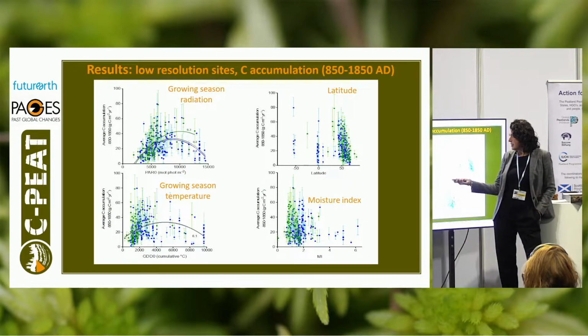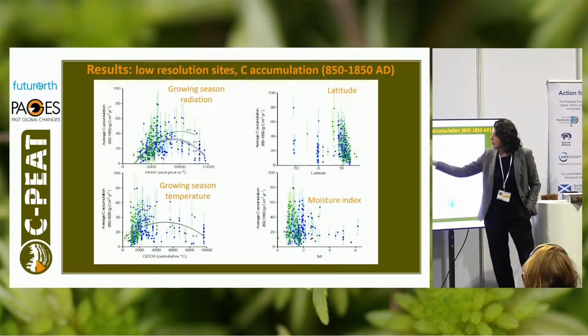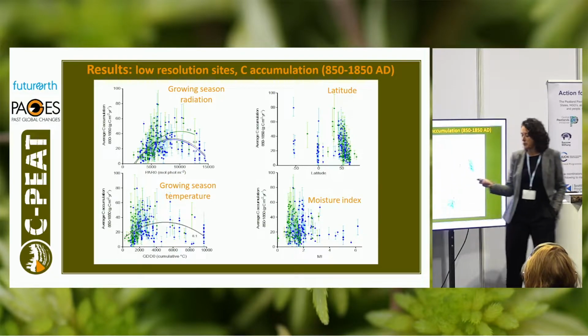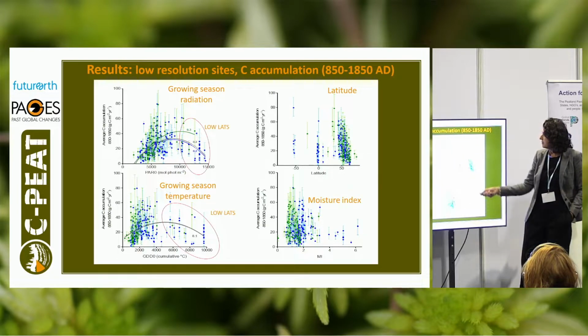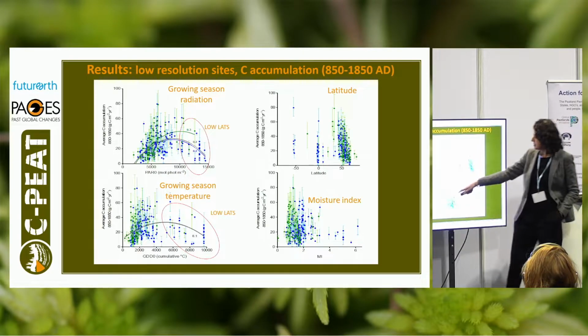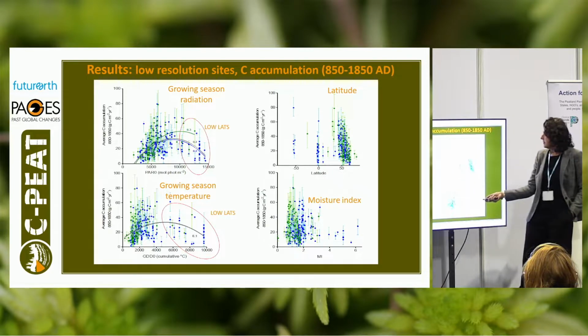But we then used this growing season radiation relationship with accumulation, which you can see is rough, like there are loads of outliers, but we used it to then predict the future. Sorry, low latitudes are at this end, as I told you.